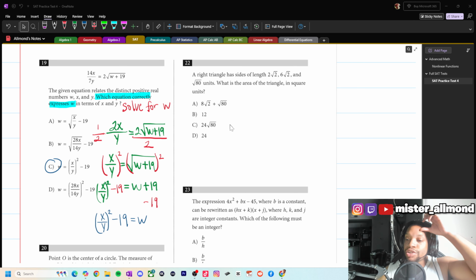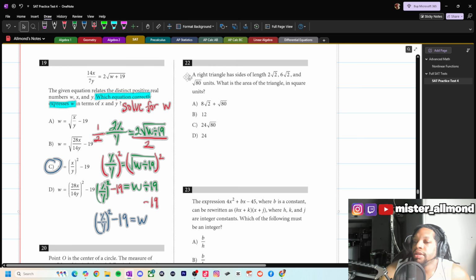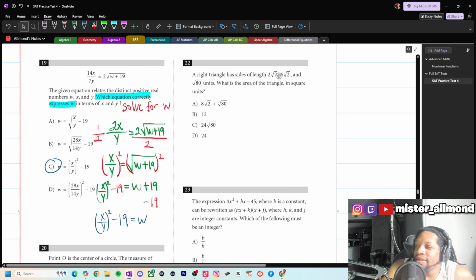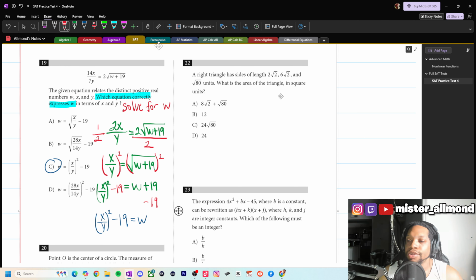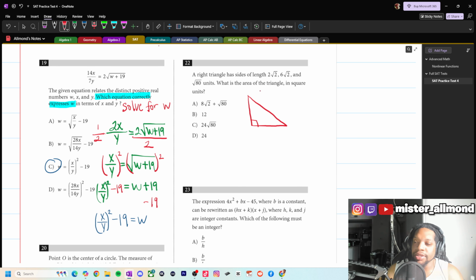All right, we're on 22. Let's see. A right triangle has side lengths. What is the area of the triangle in square units? Okay, this one, I don't think this one will be too bad. As long as you remember, don't worry about drawing it to scale so much. Just remember, make your labels make sense. So I got a 2 root 2 and a 6 root 2. And then I got a square root of 80.